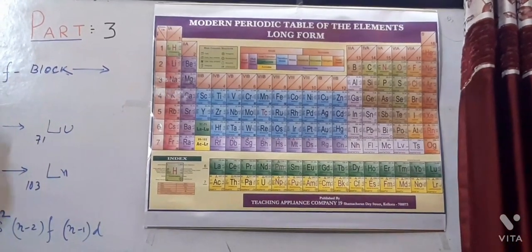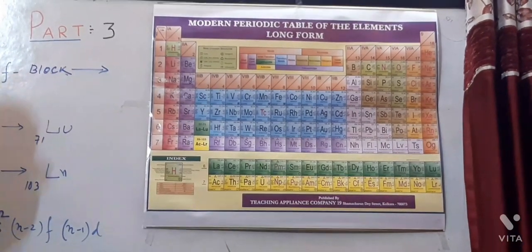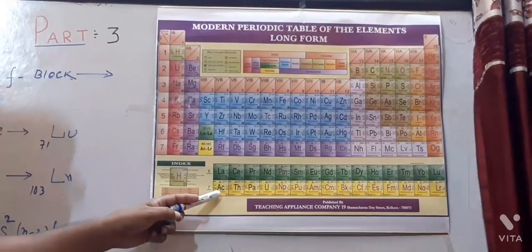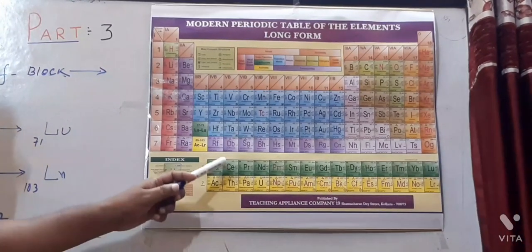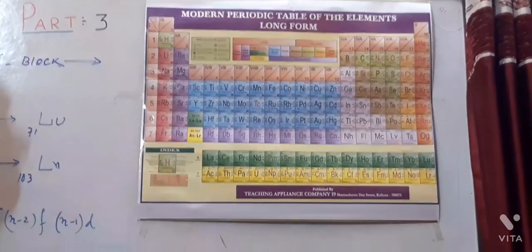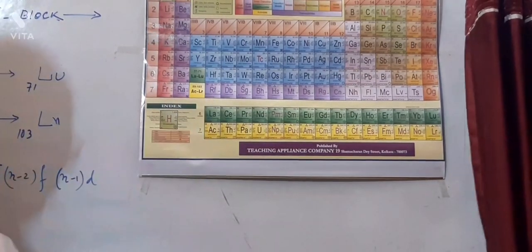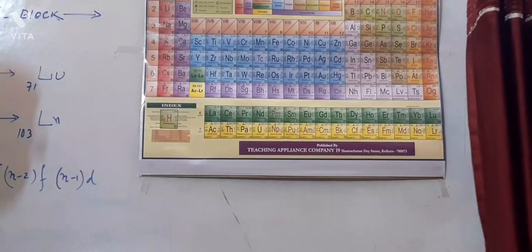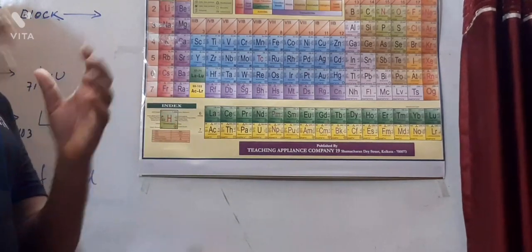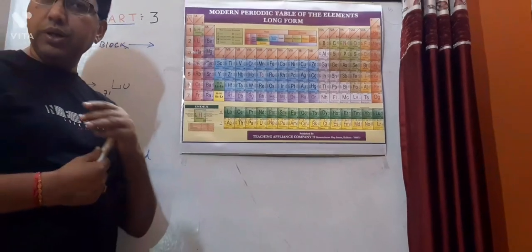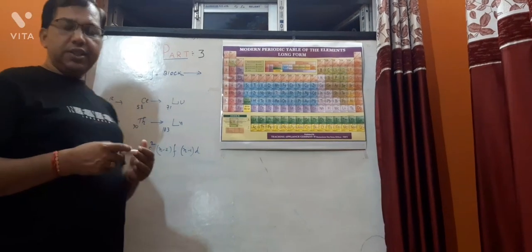These F block elements start from cerium 58 to lutetium 71, and the 7th row from actinium, that is thorium 90 to lawrencium 103. These 14 and 14 elements are situated at the bottom of the periodic table, which is known as the F block elements. Now the electronic configuration of these elements: each element has an electronic configuration. I have already discussed the S block, D block and P block configurations.